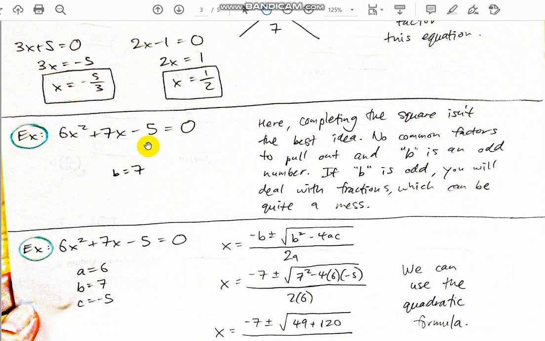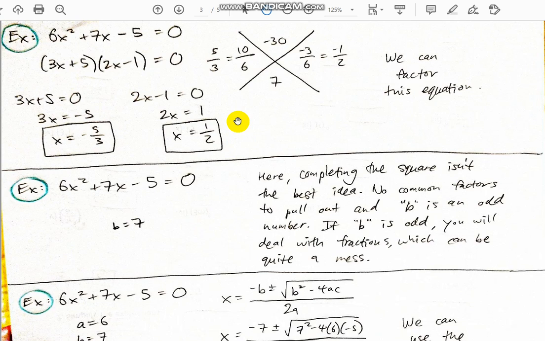This one, if you actually complete the square, you'd have to add 5 to both sides, and then if you took out a 6, you'd be dealing with x squared plus 7 divided by 6 times x. It's going to be super messy. So for this kind of equation, I would not advise completing the square, especially because this is an odd number. Because this is an odd number here, usually this would be a case where I want to see if maybe I can factor it.